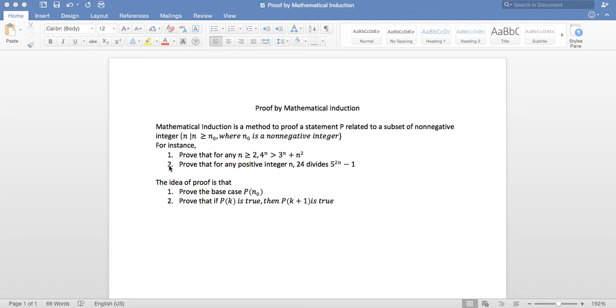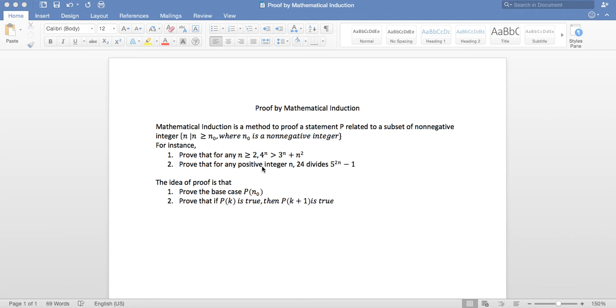Okay? Now, second example, prove that for any positive integer n, 24 divides 5 to the 2n power minus 1. In this example, the starting point of n is positive 1. That means n0 is 1. So for all the integers greater than or equal to 1, this is true: 24 divides 5 to the 2n minus 1.